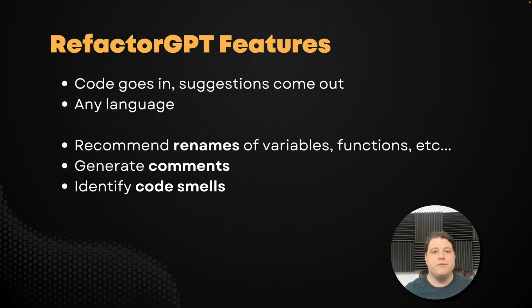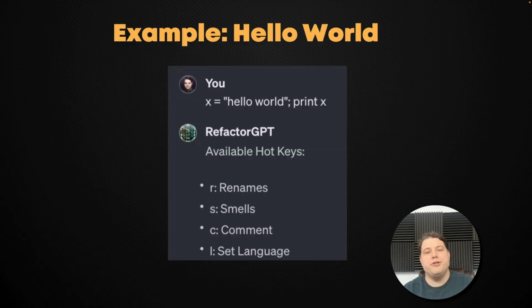So the actual types of suggestions currently supported are recommending renames of things like variables, functions, the things in your language that have names, generating comments, some little documentation for sections of code, or to identify code smells. To choose the type of suggestion you're interested in, we have some simple hotkeys. Let's take a look at this.